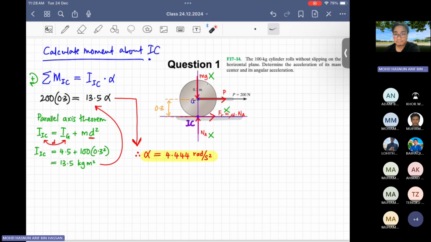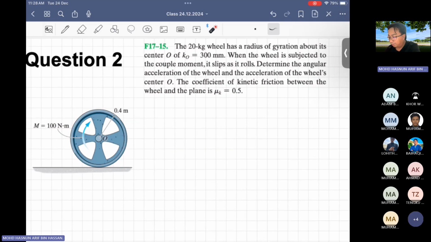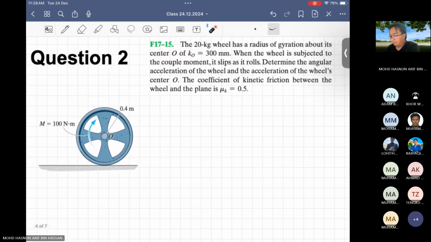Ada lagi soalan? Okay. Kalau tak ada soalan, let's move on to the next example, which probably is the last example for today. Okay. So let's read the question. This is slightly different from the previous example, where the previous example is rolling without slipping. This one, we have a slipping motion. Okay, so let's read the question.